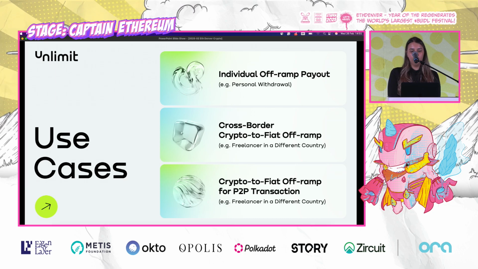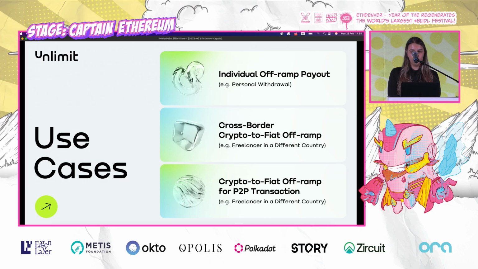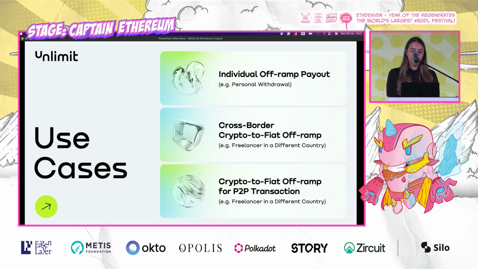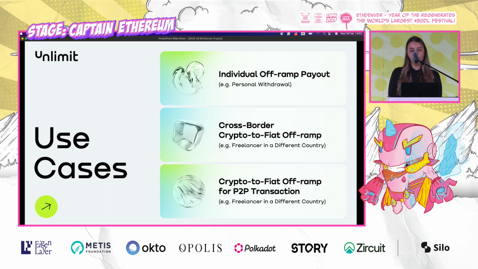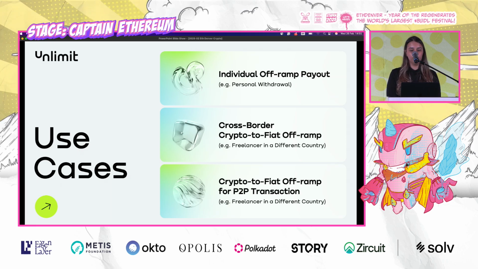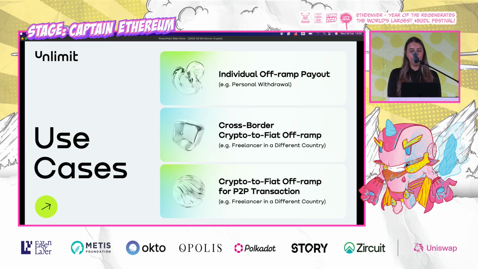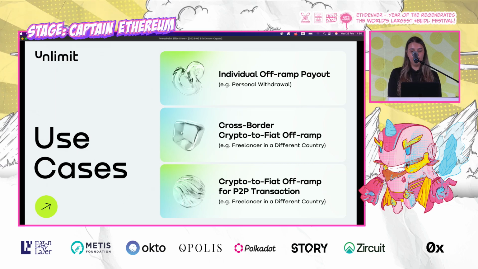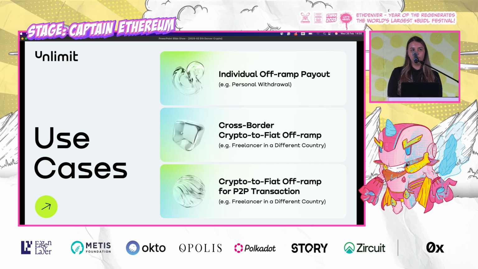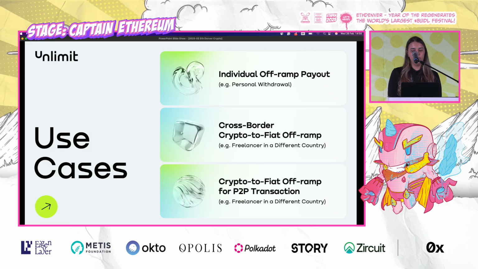Now let's explore some use cases. First, individual off-ramp payouts. For example, if a person receives their salary in crypto and wants to do the exchange, you can totally use that with our off-ramp API. So you can use your company to do this exchange.